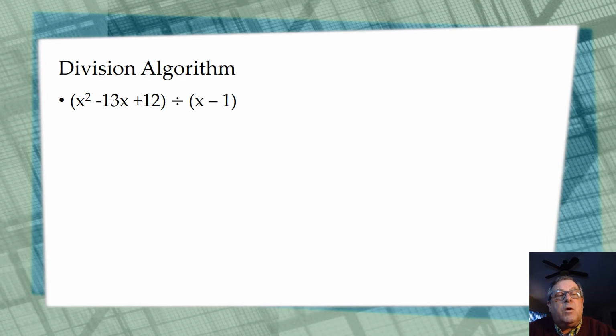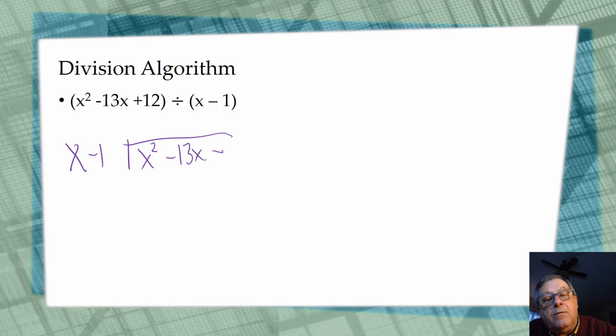All right, this time we got x squared minus 13x plus 12, and we're dividing it by x minus 1. So let's start. I got x minus 1 here. We're dividing it into, I want that to look like a square root symbol. X squared minus 13x plus 12. All right, now how many times will x go into x squared? Well, it'll go x times. And make note of where I'm putting this quotient. I'm putting it over, in this case, the negative 13x.